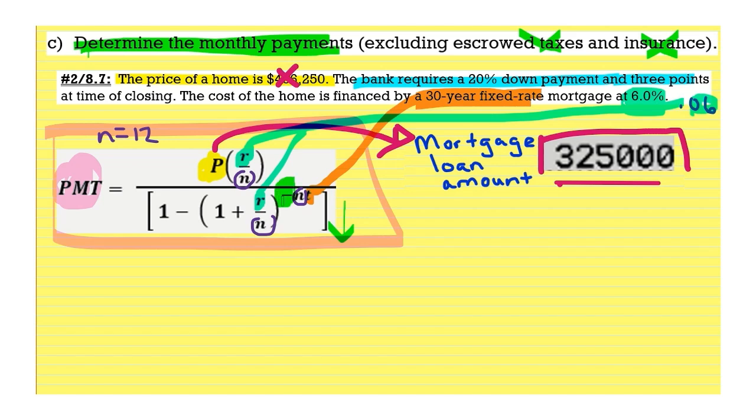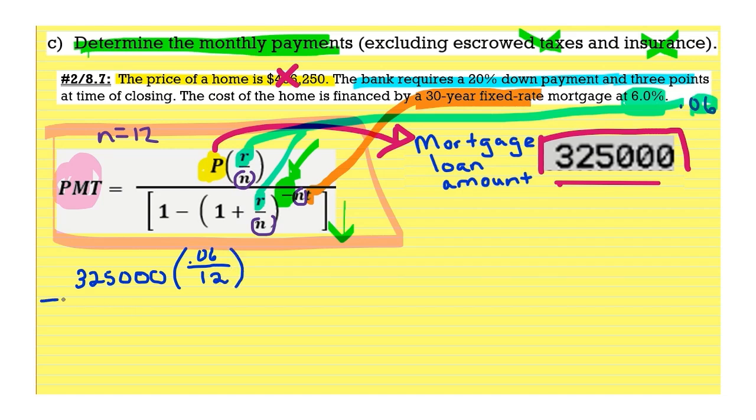And when we think of going down, we think of going in a negative direction. Okay. So now we're going to go ahead and put all those numbers into our equation. So we're going to do the principal amount, which is going to be 325,000, and that is going to be multiplied times the ratio of the rate over the number of payments per year. So the interest rate is 0.06, and we're going to make that payment 12 times a year.